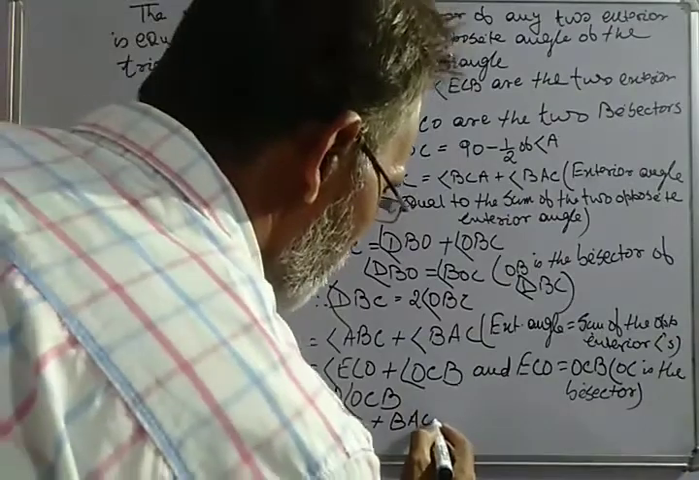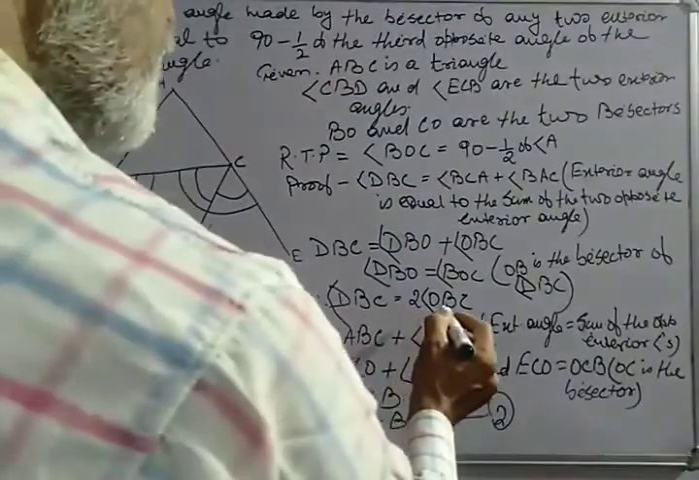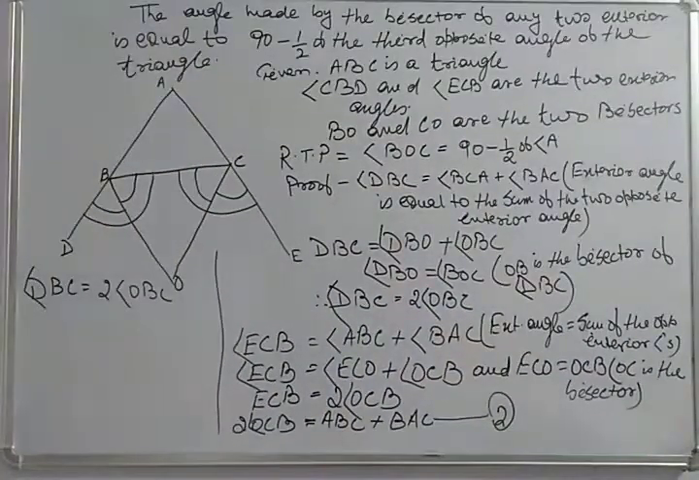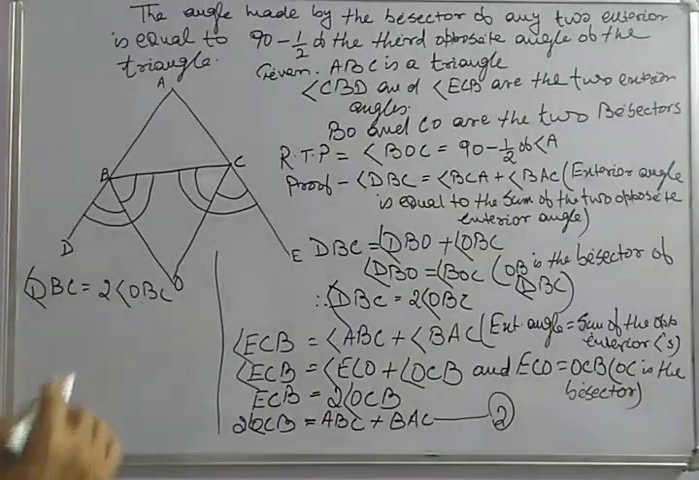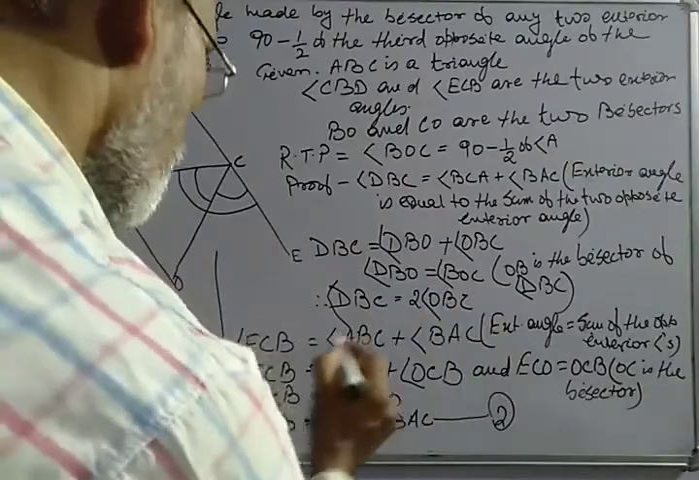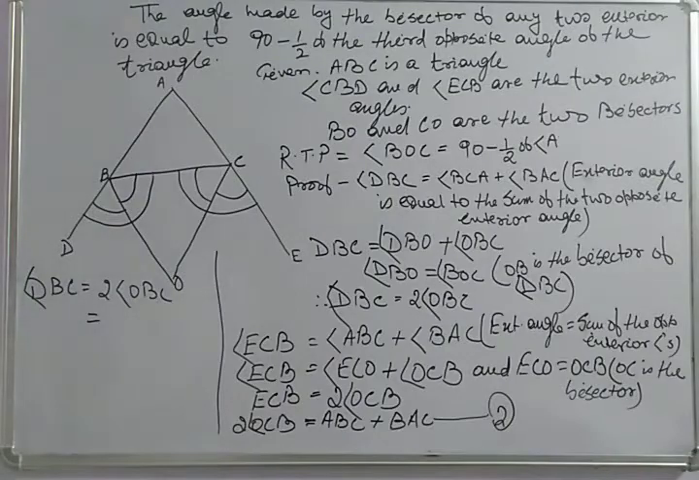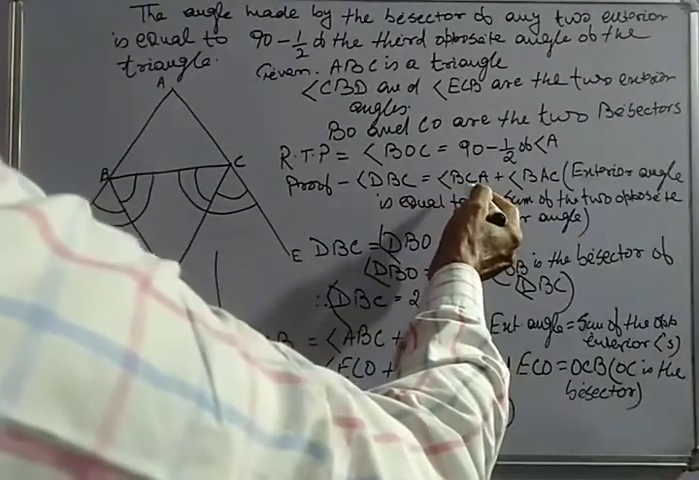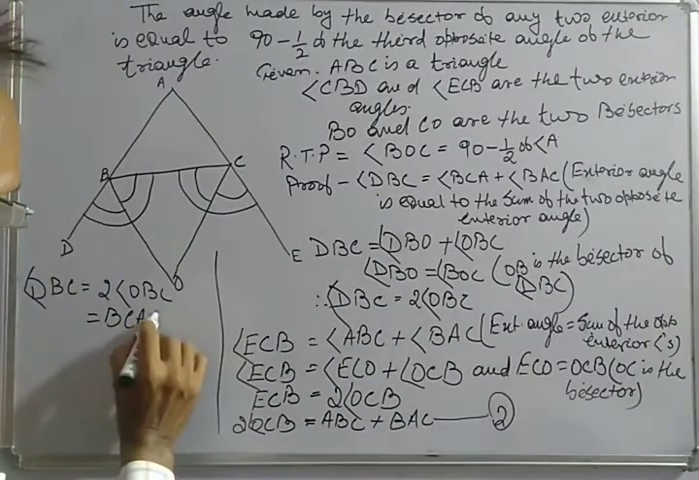This is the second equation. Now from here I can write DBC. The first equation is DBC is equal to 2 OBC. That means this is equal to 2 OBC, which is equal to ABC, that is BCA plus BAC.